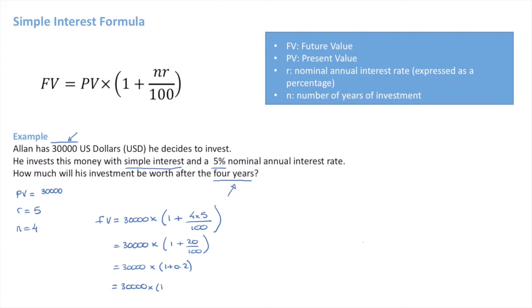And finally, that leads us to 30,000 times 1.2. So, using our calculator, we find that this future value is equal to 42,000. So, by the end of the 4 years, Alan will have $42,000 US.